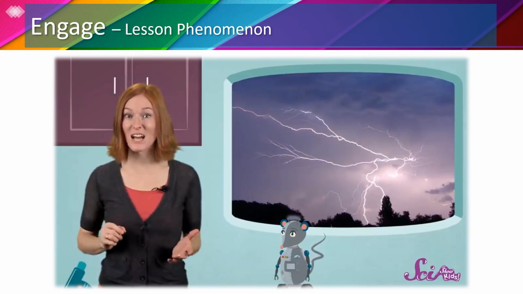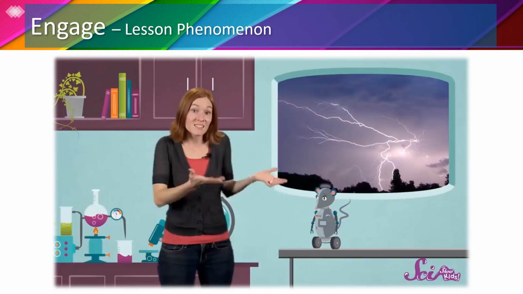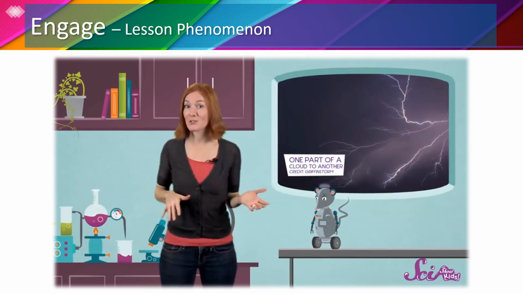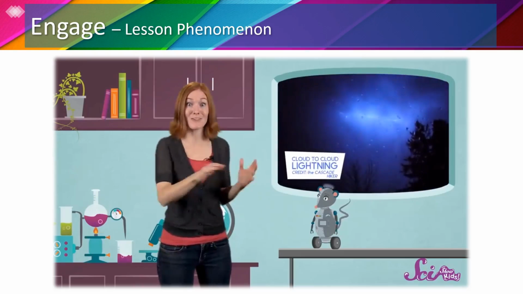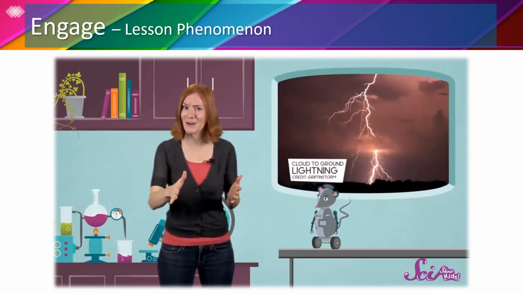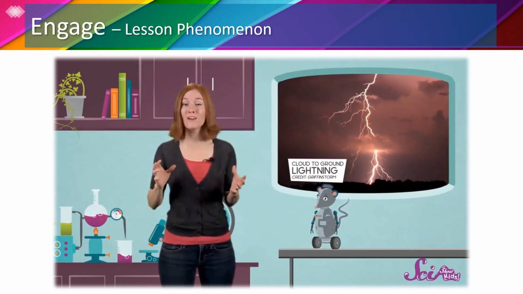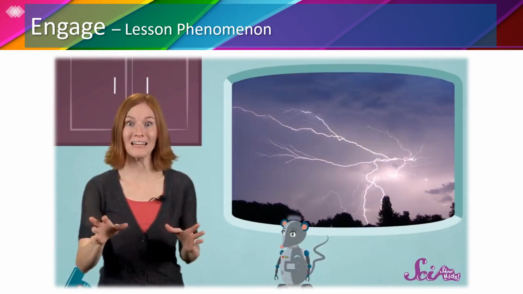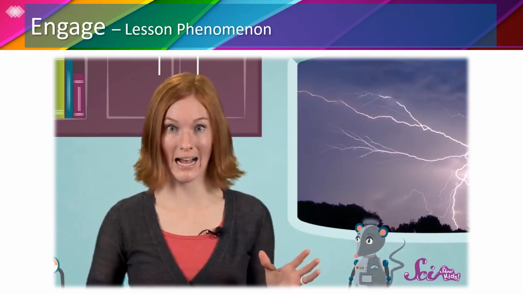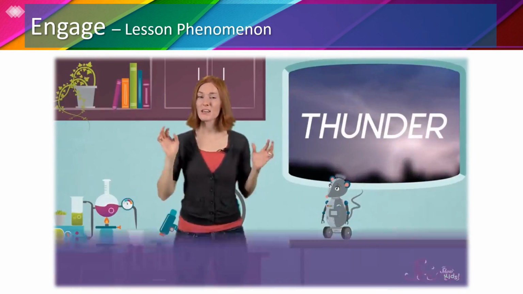And meteorologists have discovered that there are different kinds of lightning too. Some lightning goes from one part of a cloud to another. Some jumps from cloud to cloud, and some goes between the sky and the ground. But it's all caused by a moving electrical charge. And all lightning is hot, really hot. And that heat is what causes thunder.